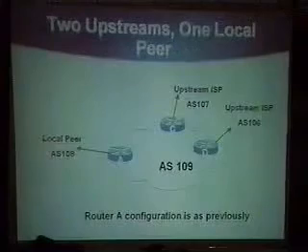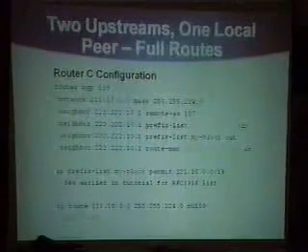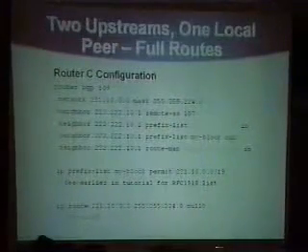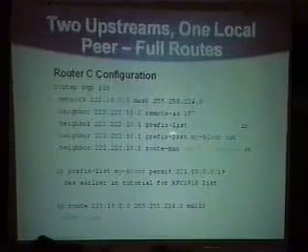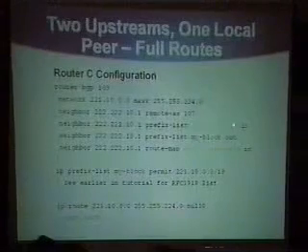Router C, who was router C? That's the one upstream. So router C to one upstream. Well, we're going to take the full routing table from them. So we've got the RFC 1918 access list.